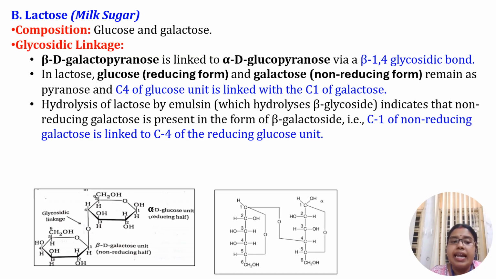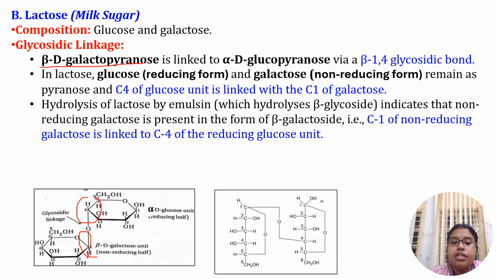The next important disaccharide is lactose, which is also known as milk sugar. We can find it in milk. It is composed of glucose and galactose. The beta-D-galactopyranose is linked with the alpha-D-glucopyranose. The beta 1,4 glycosidic linkage is there. That means that C1 of beta-D-galactopyranose is linked with C4 of alpha-D-glucopyranose. So the bond is a beta 1,4 glycosidic bond.